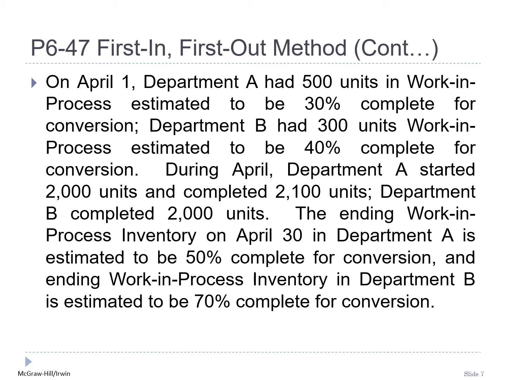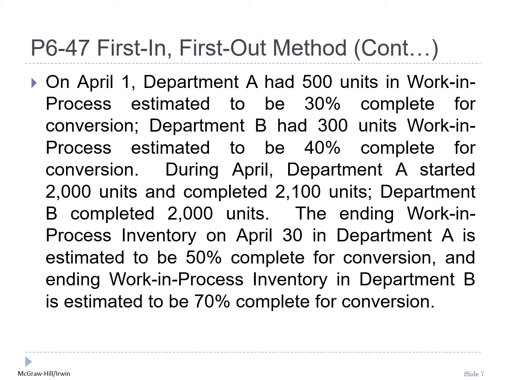So actually same lang to sa weighted average. Department B had 300 units of work in process, estimated to be 40% complete for conversion. During April, Department A started 2,000 units and completed 2,100 units. Department B completed 2,000 units. The ending work in process inventory on April 30 in Department A is estimated to be 50% complete for conversion, and ending work in process inventory in Department B is estimated to be 70% complete for conversion.